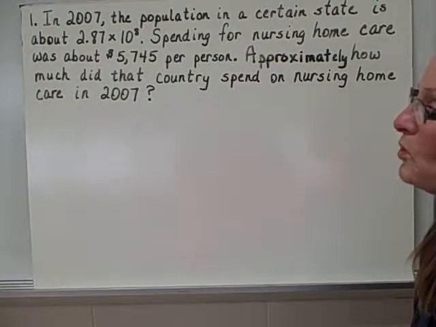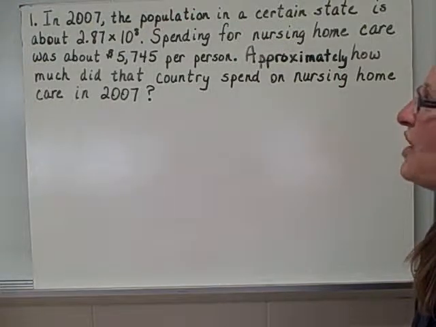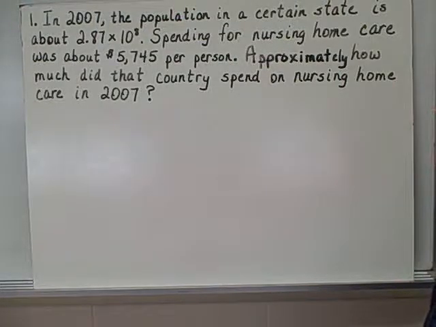Look at problem 1 with me. In 2007, the population in a certain state is about 2.87 times 10 to the 8th power. Spending for nursing home care was about $5,745 per person. Approximately how much did that country spend on nursing home care in 2007?